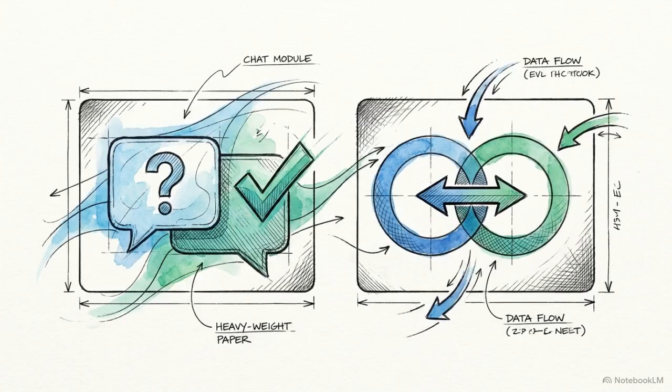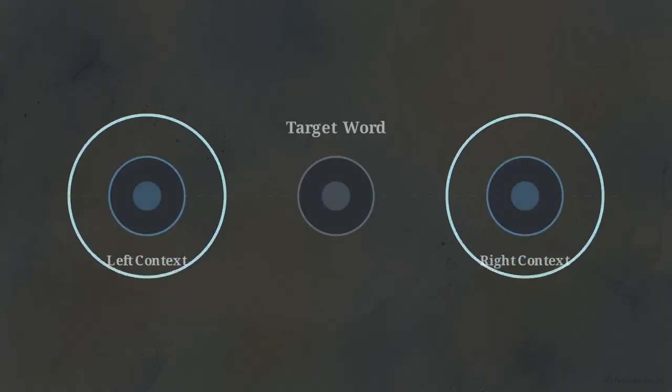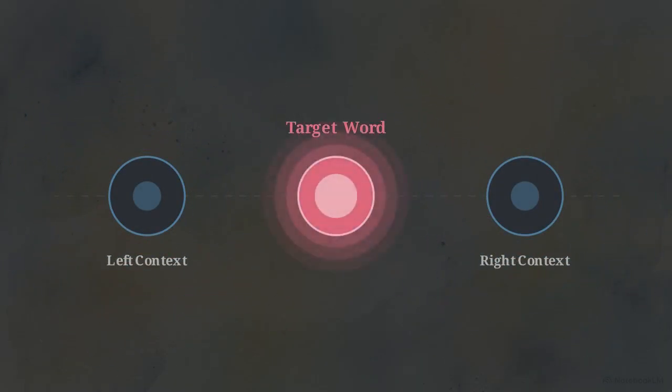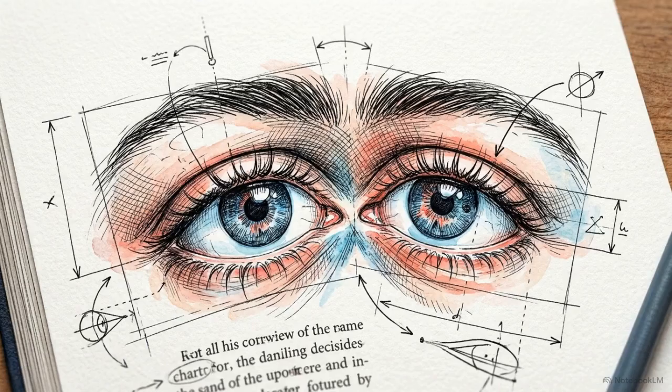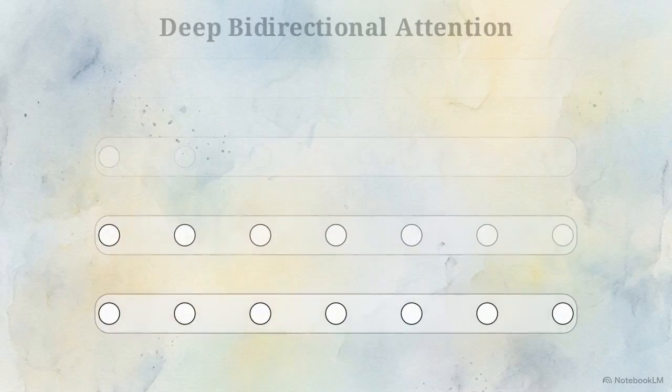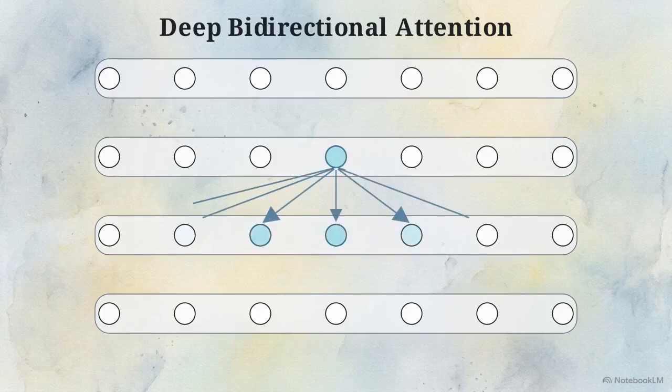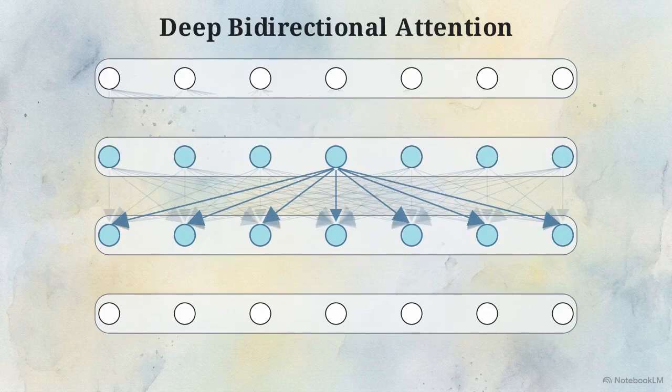For understanding tasks like question answering or natural language inference, the meaning of a word hinges on the context that surrounds it on both sides simultaneously. A strictly sequential read strips the model of that context. To mirror how humans read, we need deep bidirectionality, giving every token the ability to look at its left and right neighbors in every single layer of the network.